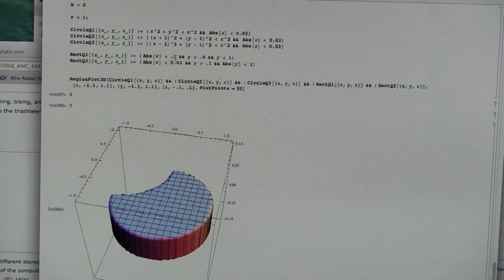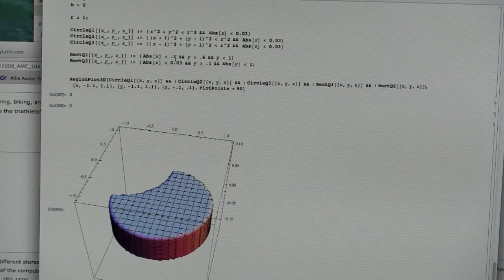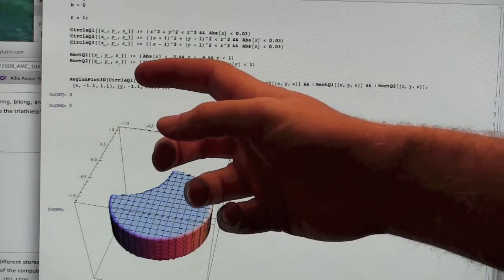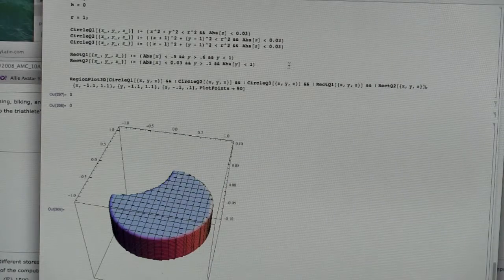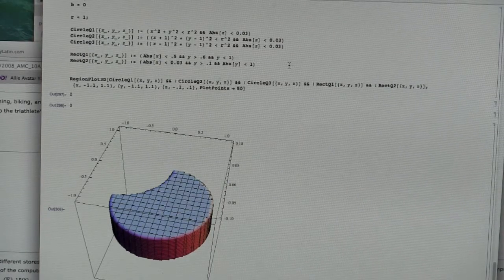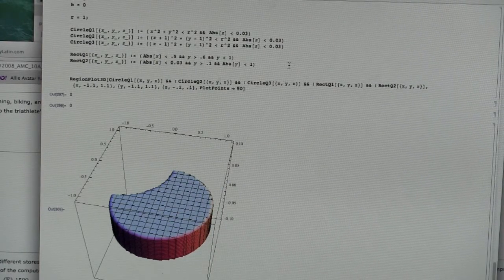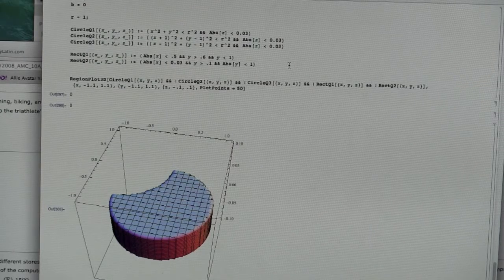Absolute value just takes a number and makes it positive if it's positive, and if it's negative, it just flips it to be positive. So the absolute value being less than 0.5 says, if you're positive, I want you to be less than 0.5. If you're negative, I want you to be bigger than minus 0.5. So it goes from minus 0.5 to 0.5. And our other rectangle, this one was our slit. Absolute value is less than 0.03. That's just our tiny little slit.